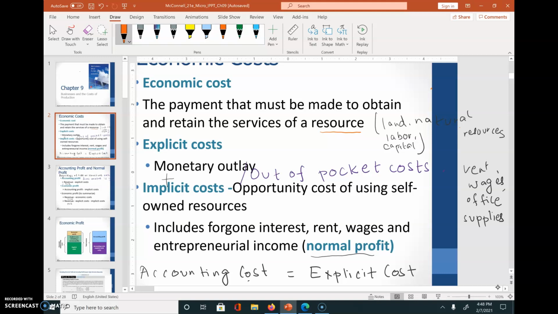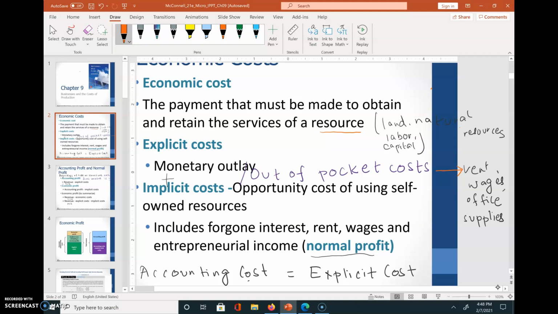Explicit costs are the out-of-pocket expenses that have to be made when we start our own business. For example, we have to pay for rent, the wages, the office supplies, and other miscellaneous expenses. That means these are the expenses that we can see and feel.